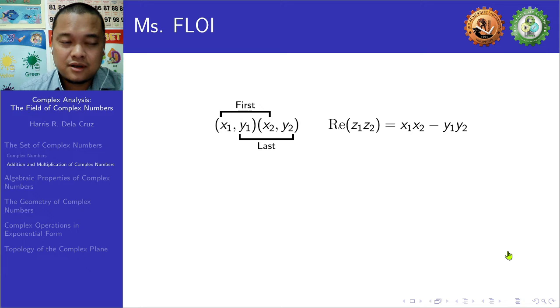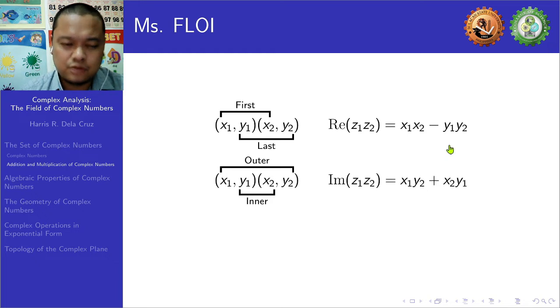F is first, while L means last. So first, you multiply the first components of the two complex numbers. So that's x1 times x2. L is for last. So you multiply the last components of the two complex numbers. So that's y1 times y2. So F minus L gives you the real part. So that's x1 x2 minus y1 y2.